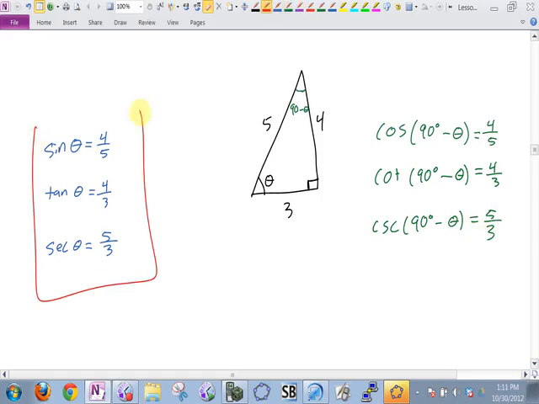So yesterday we did sine of theta is 4/5, tangent of theta is 4/3, secant of theta is 5/3. Today we see that the cosine of 90 minus theta is 4/5, the cotangent of 90 minus theta is 4/3, the cosecant of 90 minus theta is 5/3. You notice anything about these two sets of trig evaluations we just did?